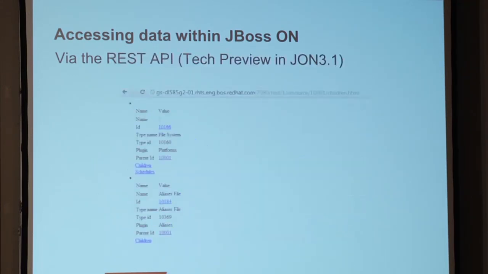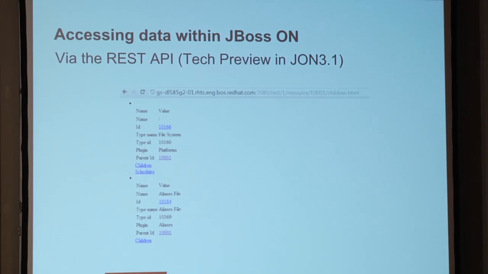So the next evolution is a REST API. And as Alan mentioned, this went tech preview in the John 3.1 release. And this has got a number of advantages over the previous APIs that we've developed. First is it's got zero footprint. There's no client to download. It's just available there. The example on the screen here is just of a browser, and we'll start seeing some of that as part of the demo.